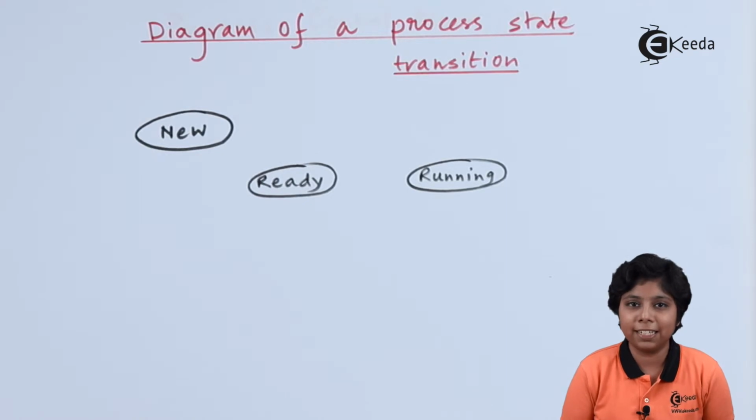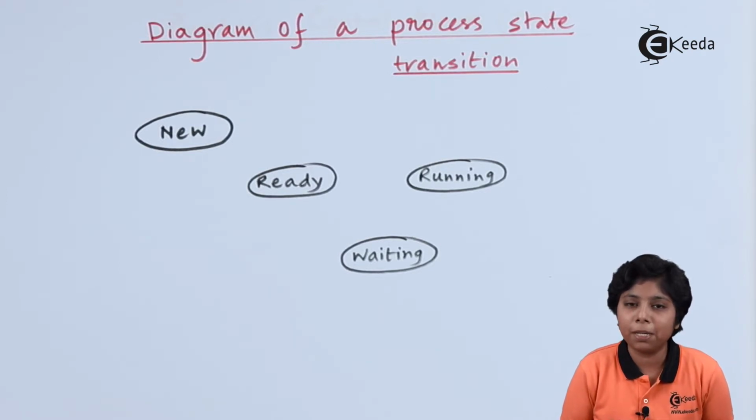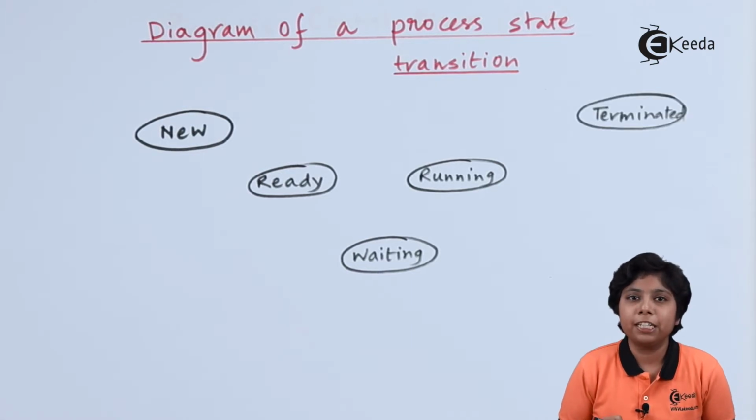The next state is the waiting state. In this waiting state, the process is waiting for some event to occur. That can be an IO request or some signal to receive. The next state is the terminated state. In this terminated state, the process has finished its execution and all the memory is deallocated.